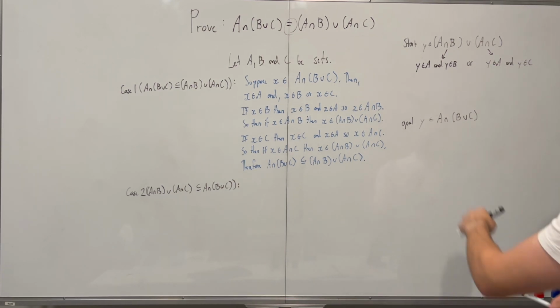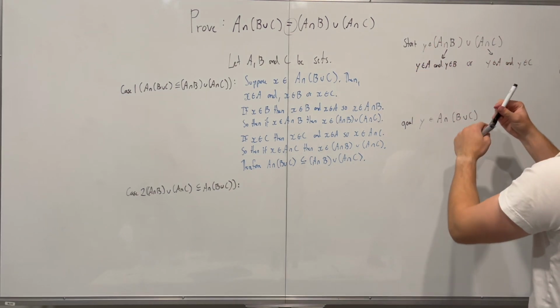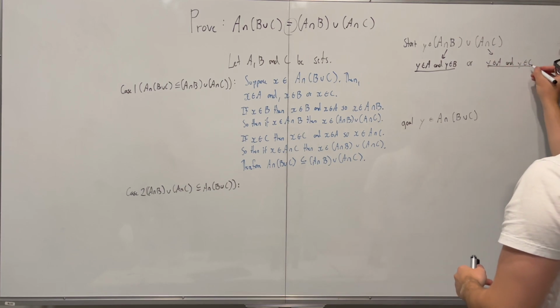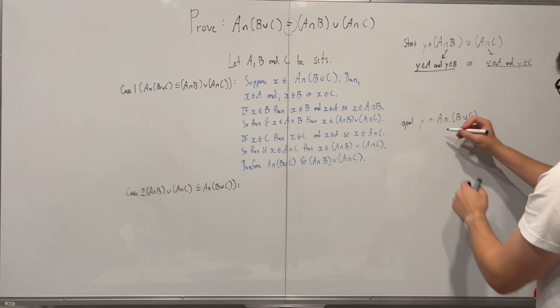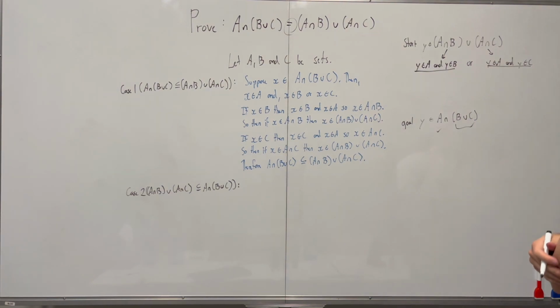Well, we already have that Y is definitely going to be in A, because in both cases, since we have an OR, we have two cases we should be considering. And in both cases, Y is going to be in A. So this part is covered. Now we just have to figure out how to get B unioned with C.